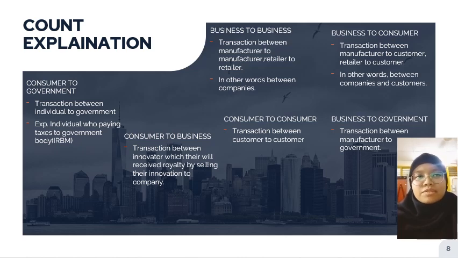Meanwhile, business to government is a transaction between a manufacturer and a government. Basically, a manufacturer sells a product or services to a government agency, and there will be a contract or tender for a certain period that is agreed by both parties, the government agency and the manufacturer, or we call it the company.